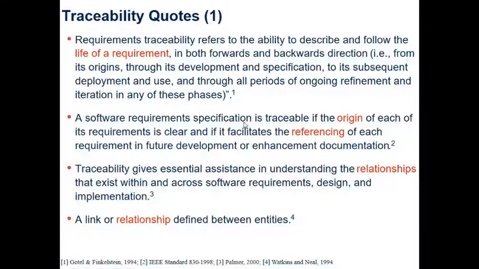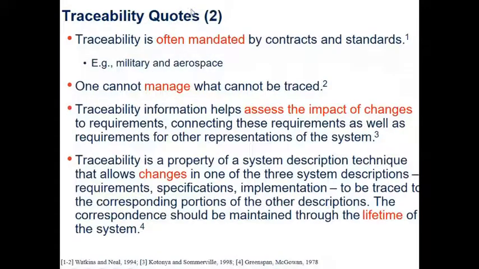A software requirement specification is traceable if the origin of each of its requirements is clear, and if it facilitates the referencing of each requirement in future development or enhancement documentation. So you can only trace if your initial details were captured. Traceability gives essential assistance in understanding the relationships that exist within and across software requirements, design and implementation. Traceability is a link or relationship defined between entities.